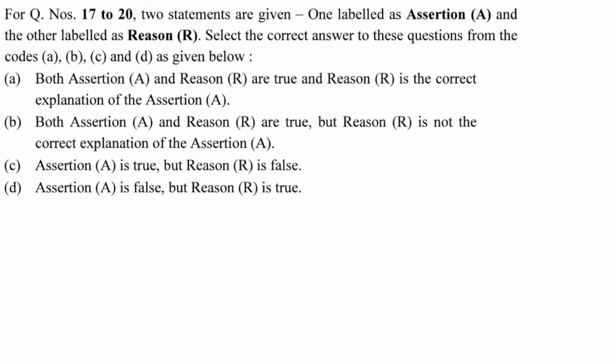Okay, let's move to the next one. So from 17 to 20 we have assertion reason questions where we have two statements. One is assertion, another is reason. So we have four options.